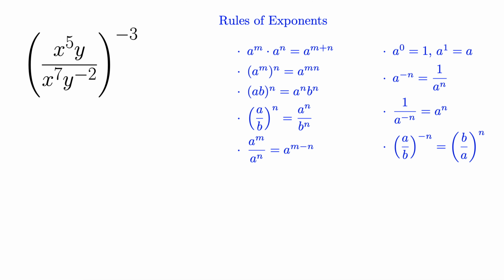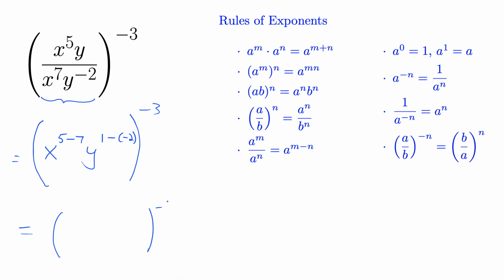Okay, let's see. Let's focus on the inside of these parentheses here. Whatever happens, we know it's going to be to the power of negative 3. Okay, so we have x to the 5 minus 7, y to the 1 minus a negative 2. Okay, so far so good. Still, that negative 3 is just going to hang out up here in the exponent. We have x to the negative 2, y to the 1 plus 2 would be 3. Okay, now I'm going to bring this exponent through and distribute, like so.